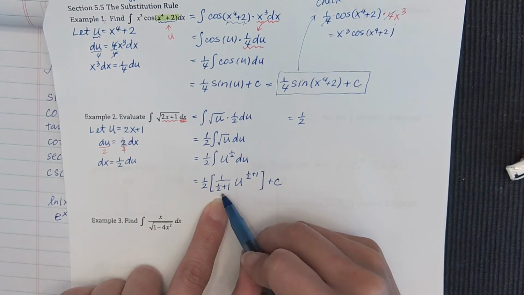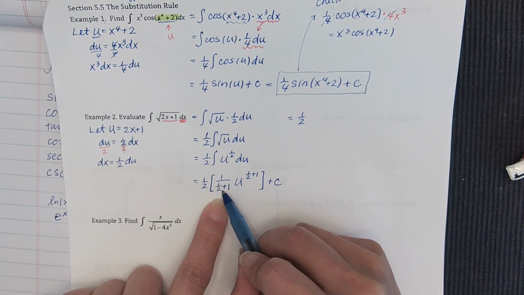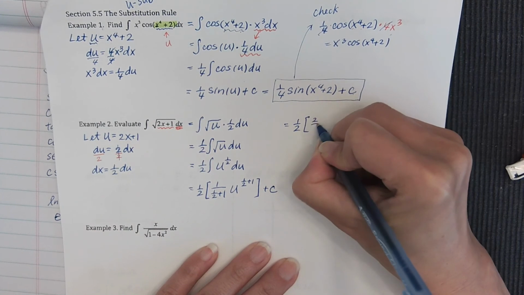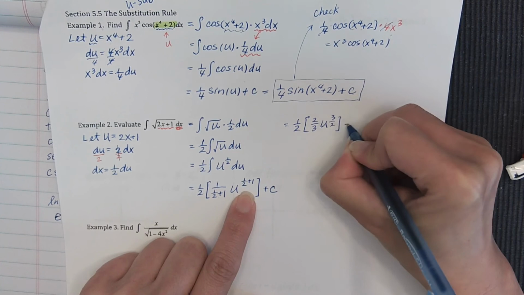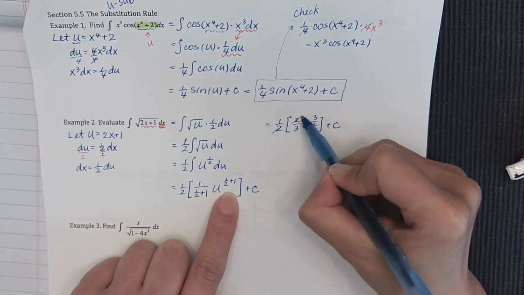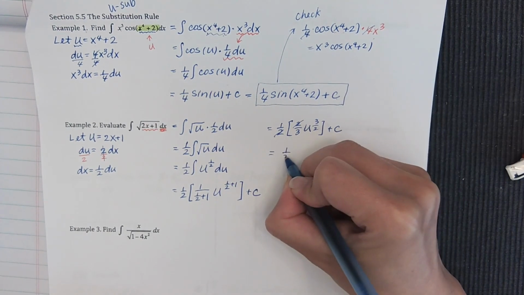So what are you getting here? 1 over 2 times what? You get 2/3 u to the 3/2. It's 3 over 2 in the exponent, but you have to take the reciprocal, so 2/3. Then u to the 3 over 2, plus c. At least now I know the 2s cancel out, and finally we get 1 over 3.